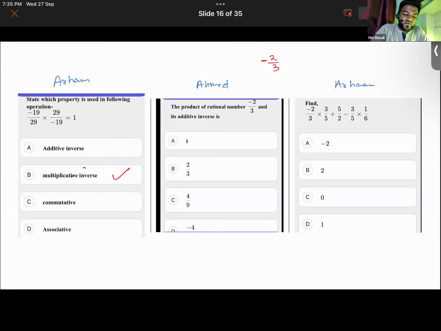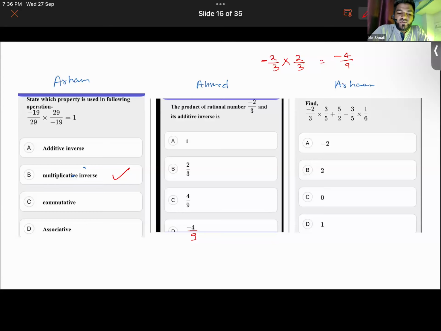2 upon 3, exactly. And you are required to find the product of the rational number minus 2 upon 3 and its additive inverse. So simply multiply them. It will be minus 4 upon 3. Yes, sir. Minus 4 upon 9, actually. Option number D, it's actually minus 4 upon 9. Option number D would be the correct answer. Getting it now. Okay.